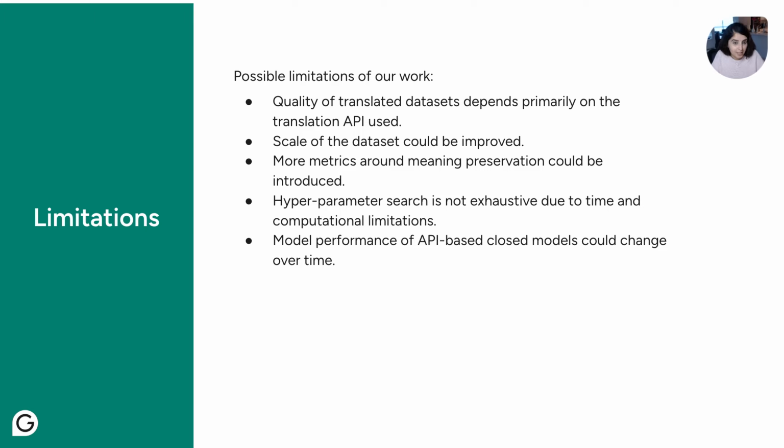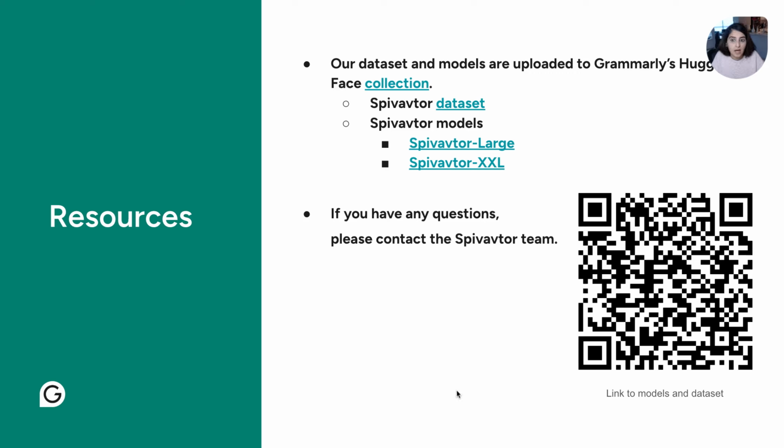The scale of the dataset could be improved. We could do more hyperparameter search since we haven't exhausted it completely. And we are aware that the OpenAI models' performance does vary with time, and it can keep changing in the future. We have released our best performing models and our dataset to Grammarly's Hugging Face collection.